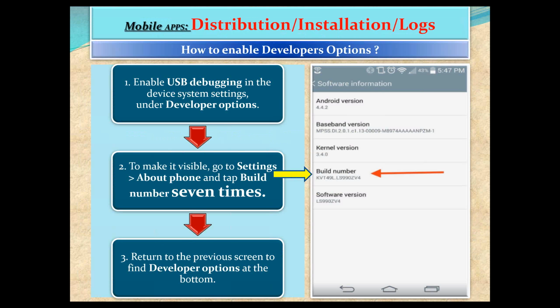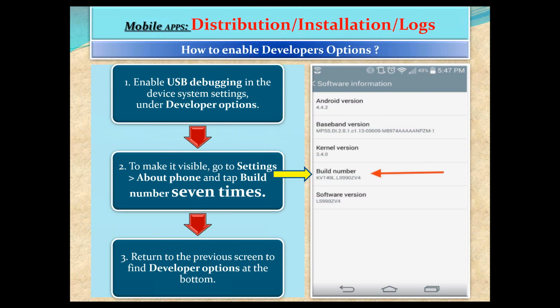Now you have to follow this slide, okay? And find the build number. Tap it 7 times. After the third time, you're going to get a message: you're just 4 steps away from becoming a developer. Now be proud of yourself. Tap 7 times.